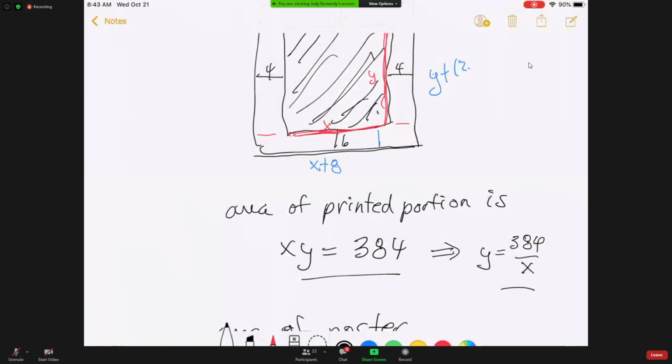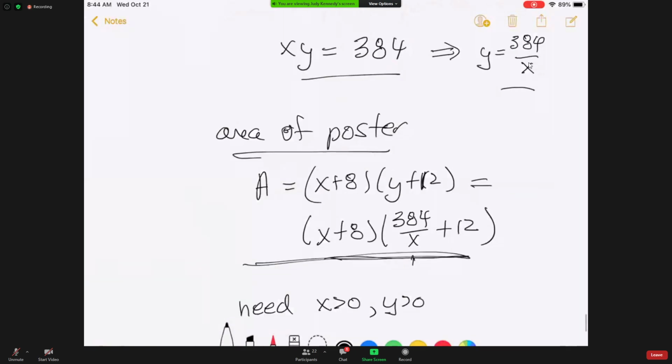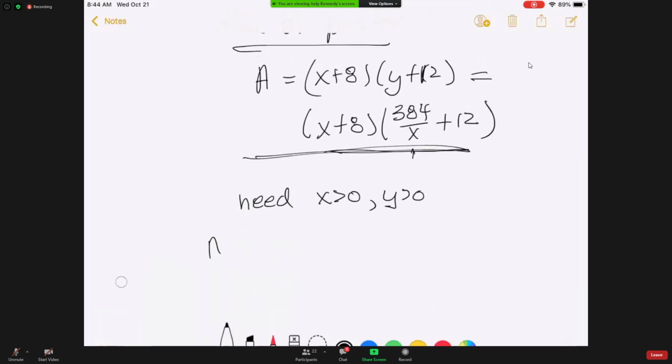Okay, so x plus 8. Well, x is the width of the printed portion. y is the length of the printed portion. So for the entire poster, its width would be x plus 4 plus 4 because the margins are 4. Oh. And likewise, the length would be y plus 6 plus 6, so y plus 12. Oh, now I see. I'm sorry. That's okay. I was just making sure I understood.